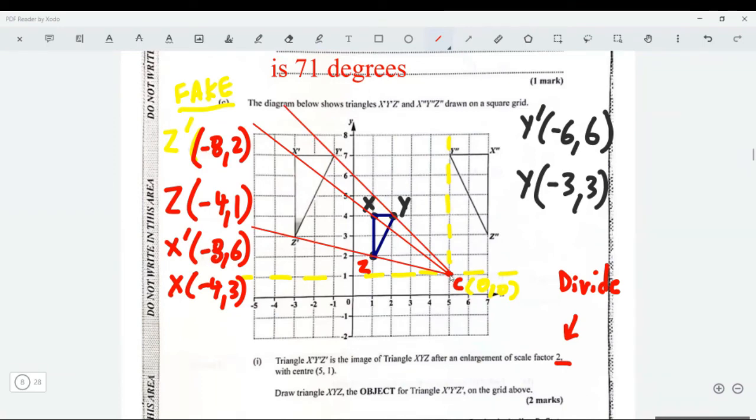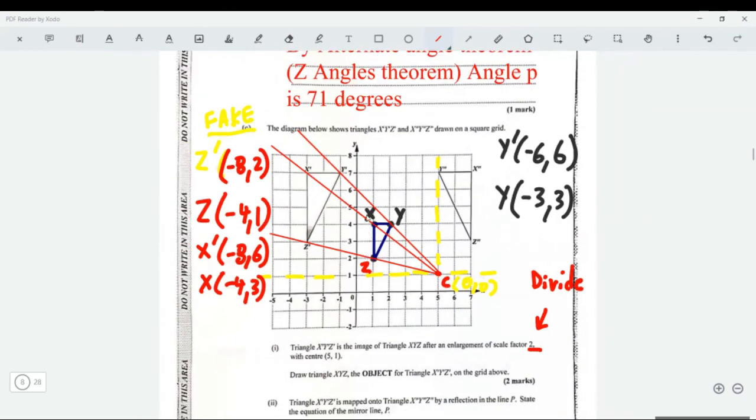All right, nice. So that completes that part right there. We have our image on the diagram and we're good.